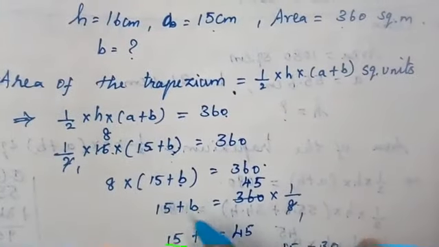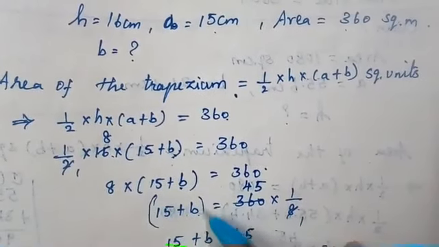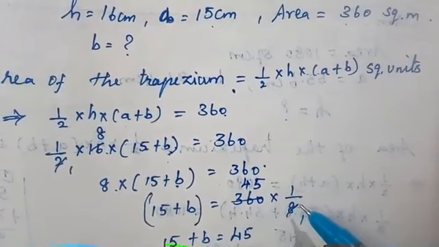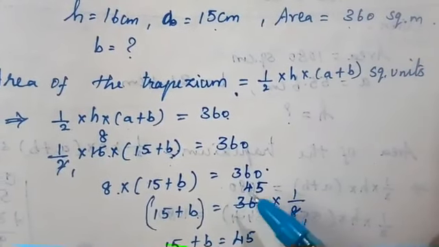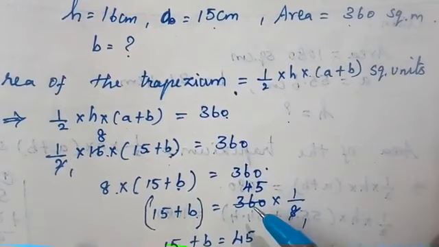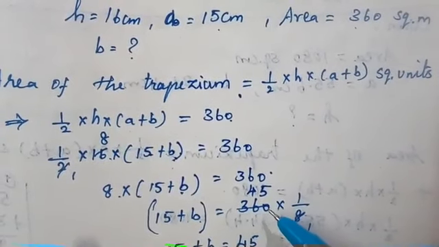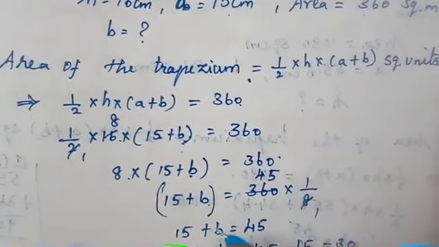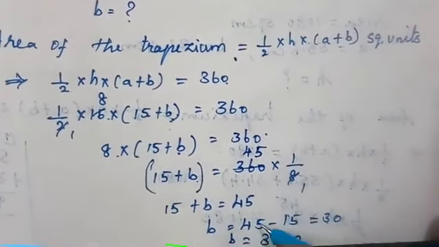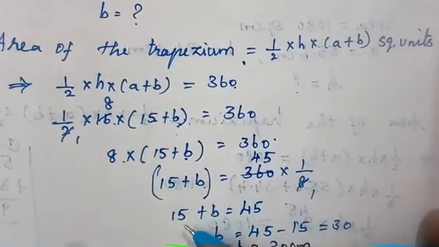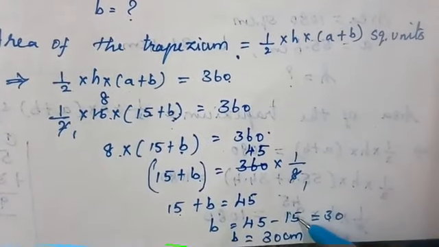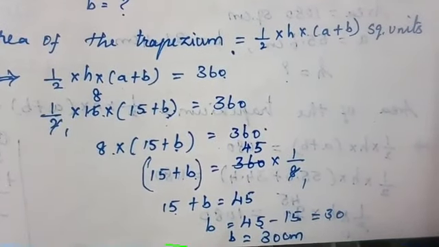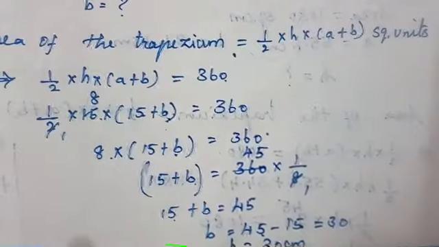So we want to find b value, you have to write with the bracket. This 8 transpose to right hand side. Then you have to check the cancelling, 1 8 is 8, 4 8s are 32, then balance 4, that is 40, 5 8s are 40. The cancelling method you know. So that is 15 plus b equal to 45. b equal to 45 minus 15. This plus 15 transposed to right hand side becomes minus 15. 45 minus 15 equal to 30. Therefore, b equal to 30 centimeter.